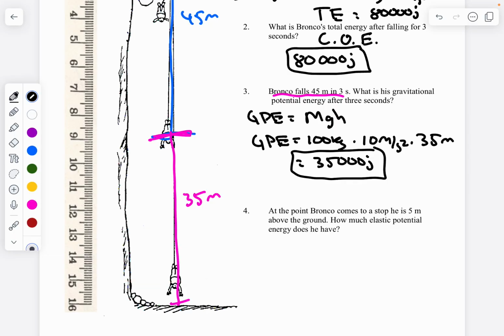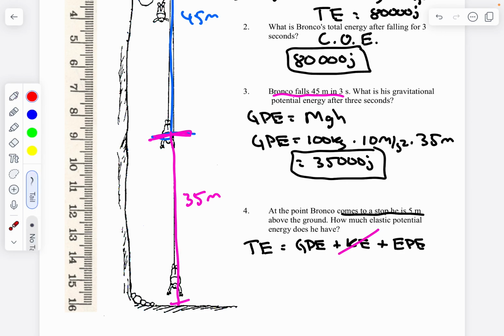All right, folks, we need to use our total energy equation here. Total energy is going to be our gravitational potential energy plus our kinetic energy plus our elastic potential energy. And we need to read carefully here. We are told that he comes to a stop 5 meters above the ground. So stop tells us no kinetic. That means all of his energy is going to be due to position above the ground. He is above the ground just slightly, so we can find that gravitational and the energy built up in the stretch.